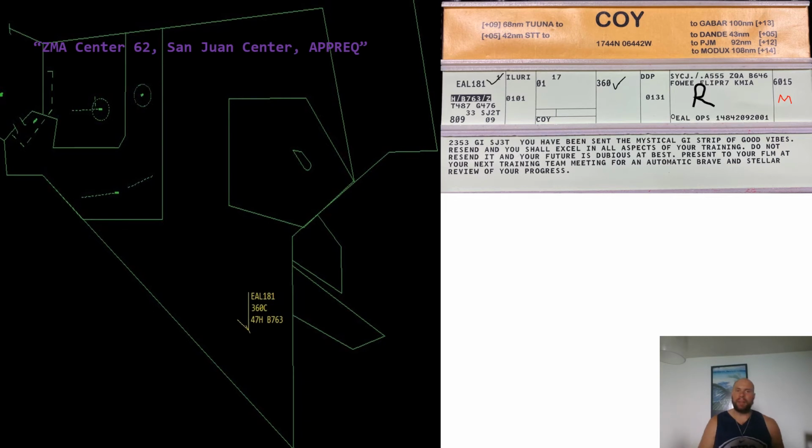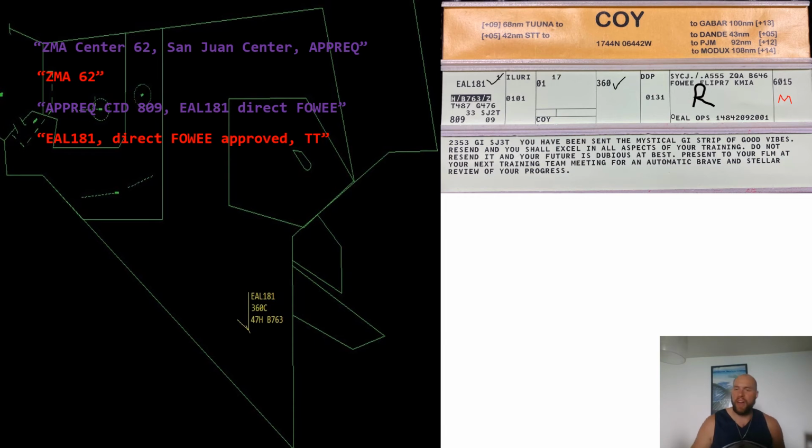So here we go. "Miami Center 62, San Juan Center, APREQ." Who are you calling? Who are you? What do you want? "Miami 62, APREQ, CID 809, Eastern 181 direct FAWI." We say the CID because they are going to use the keyboard and look it up using EDST or the aircraft list. CID works, followed by the call sign to make sure everything jives. They're going to look at the information plus what you are saying you intend to do, seeing if it jives. "Eastern 181 direct FAWI approved, Tango Tango." "Thank you very much, SX."